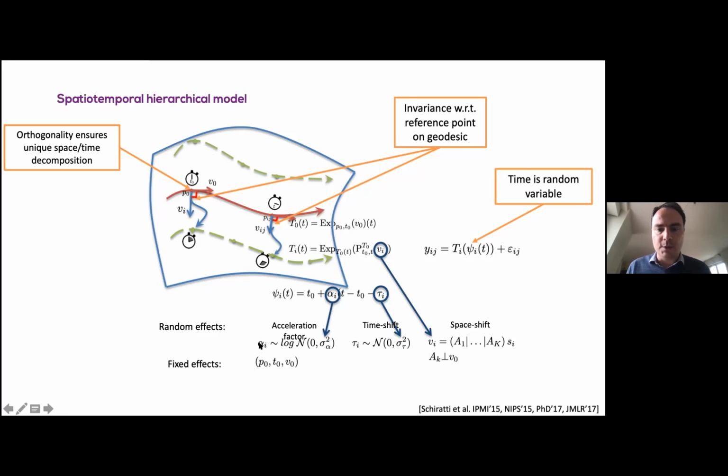And alpha is one-dimensional, tau is one-dimensional always. This is 2 scalars. And Vi here is in the orthogonal space of V0. So if we're in dimension 2, there is only one dimension for Vi. Or it's of dimension d minus 1 in a manifold of dimension d.